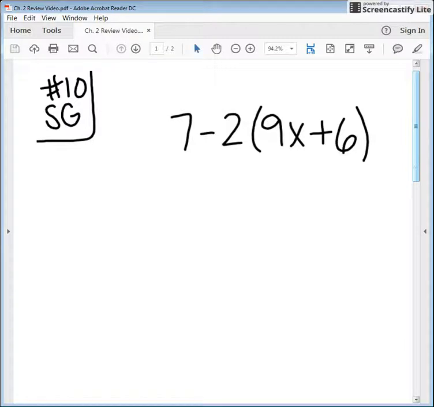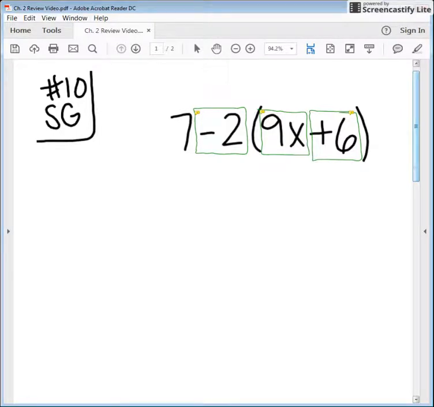But first, before we even do that, I want to point out what the terms are in this equation. I have a positive 7, a negative 2, and then inside my parentheses, I have a 9x and a positive 6. Our numbers and our variables own the sign that is in front of them. So that 2 is not just a 2, it is a negative 2. That can be flipped between subtraction and negative. It would be the same thing.